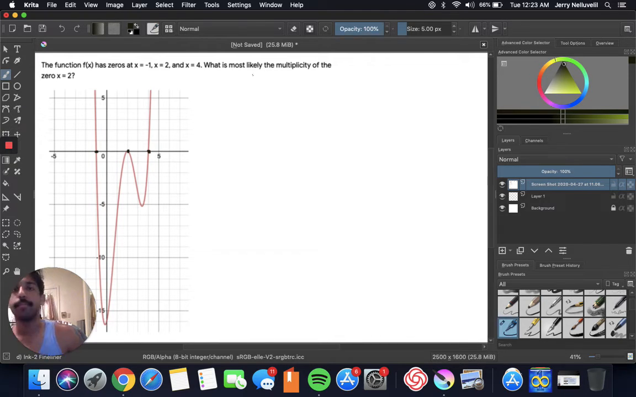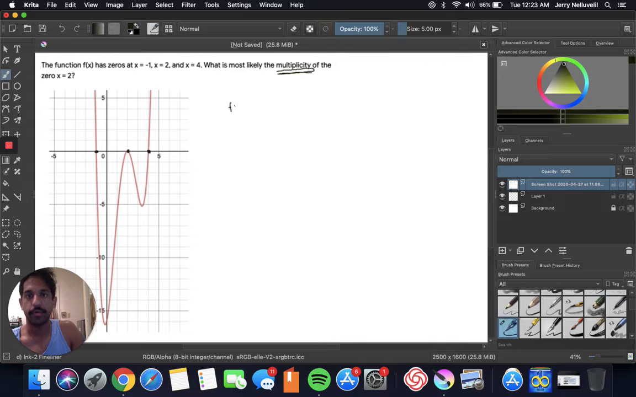What is the most likely multiplicity of the zero at x equals 2? Now, multiplicity, oh dear, that's not a nice little underline. Let me clear that. Multiplicity, what this term means is just how many times might that zero be there.